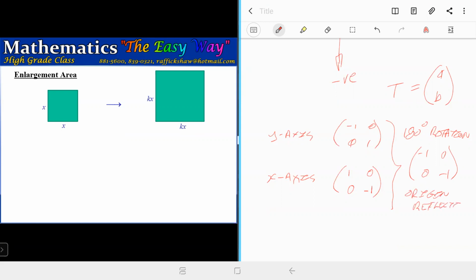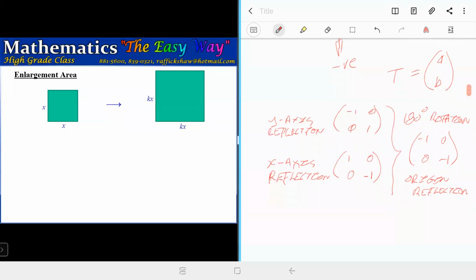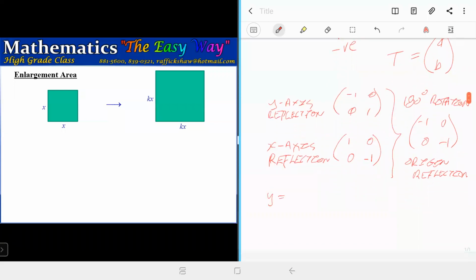So all the important things you need to know. This is a y-axis reflection, and this is the x-axis reflection. It's all in your notes. Those are your reflection matrices. Then we have the y equals x reflection, the reflection in the line y equals x.